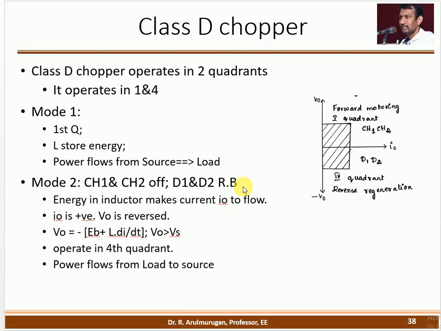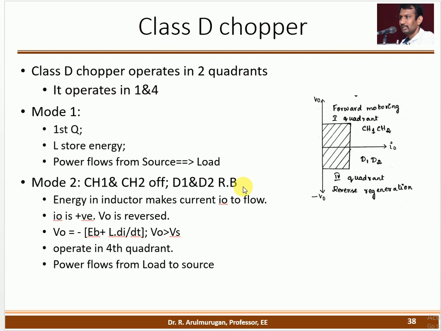Okay, so in this video you are going to learn about the class D chopper. Class C and class D both are two-quadrant choppers. In the last video you learned about class A, B and C.